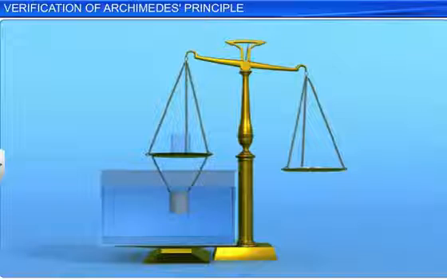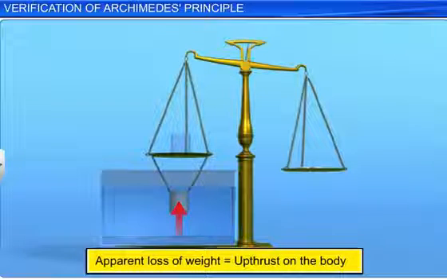The rising left arm of the balance indicates that the solid cylinder appears to lose weight on being immersed in water. This is because of the upthrust exerted by water on the solid cylinder. Hence, the apparent loss of weight of a body immersed in water is equal to the upthrust acting on it.